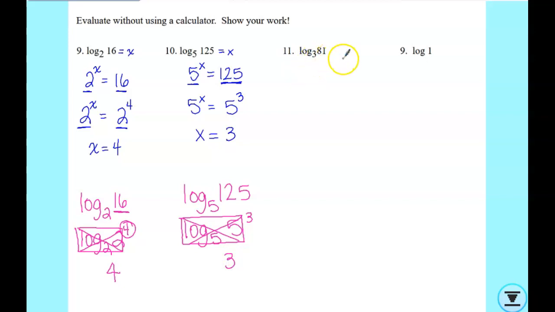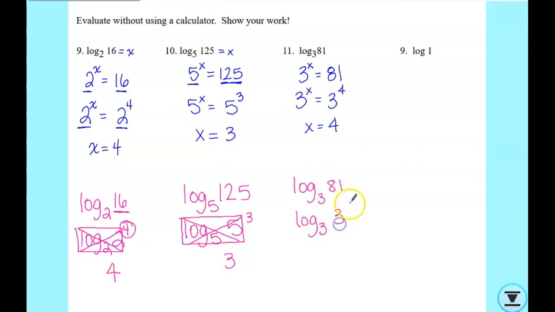So 3 to the power of x is equal to 81. We want these two bases to match, so 3 to the power of x is equal to 3 to the power of 4, which means x would have to be equal to 4. The other way is to do log base 3 of 81, and I know that 81 could be written as 3 to the power of 4. We have a log and an exponential with the same base. These cancel each other out, and our answer is 4.